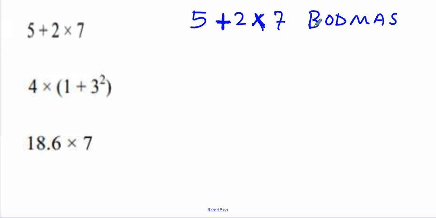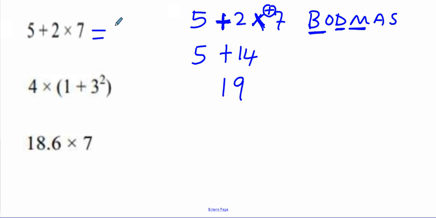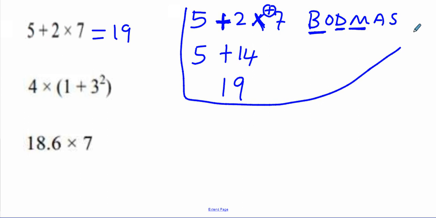So you have BODMAS over here in place. B stands for brackets, O stands for order, D stands for division. We don't have brackets, and also we don't have division, so we go on with multiplication. Do we have multiplication? Yes, we do, and this is positive 2 times positive 7. Positive times positive, the answer is positive. 2 times 7 is 14. So you have 5 plus 14, the answer is 19. And this is the working.